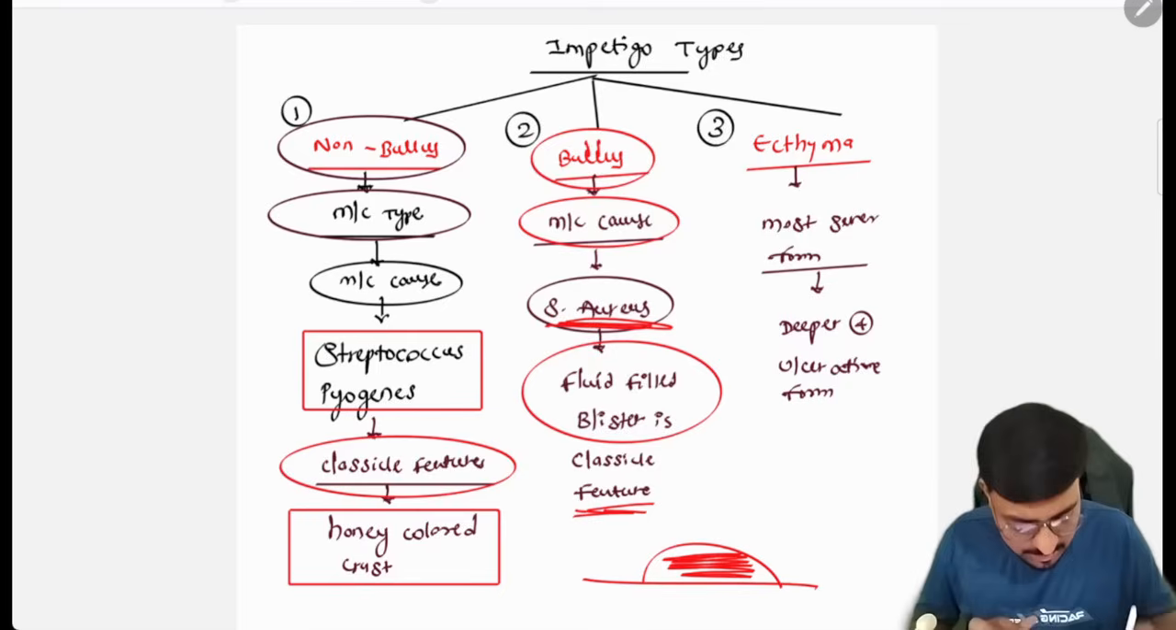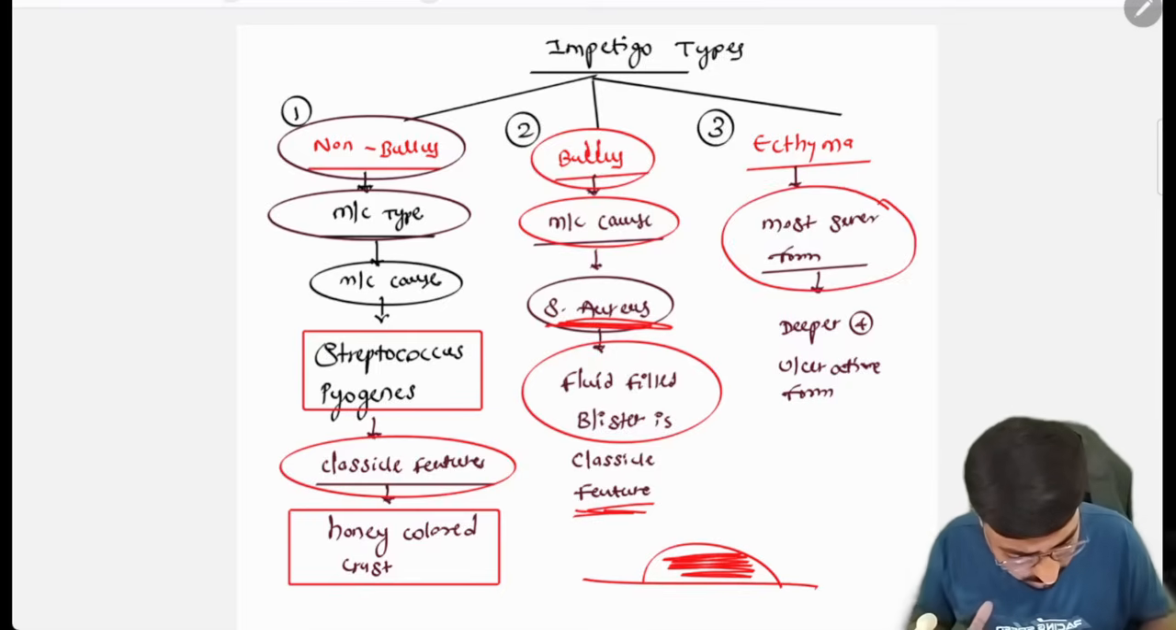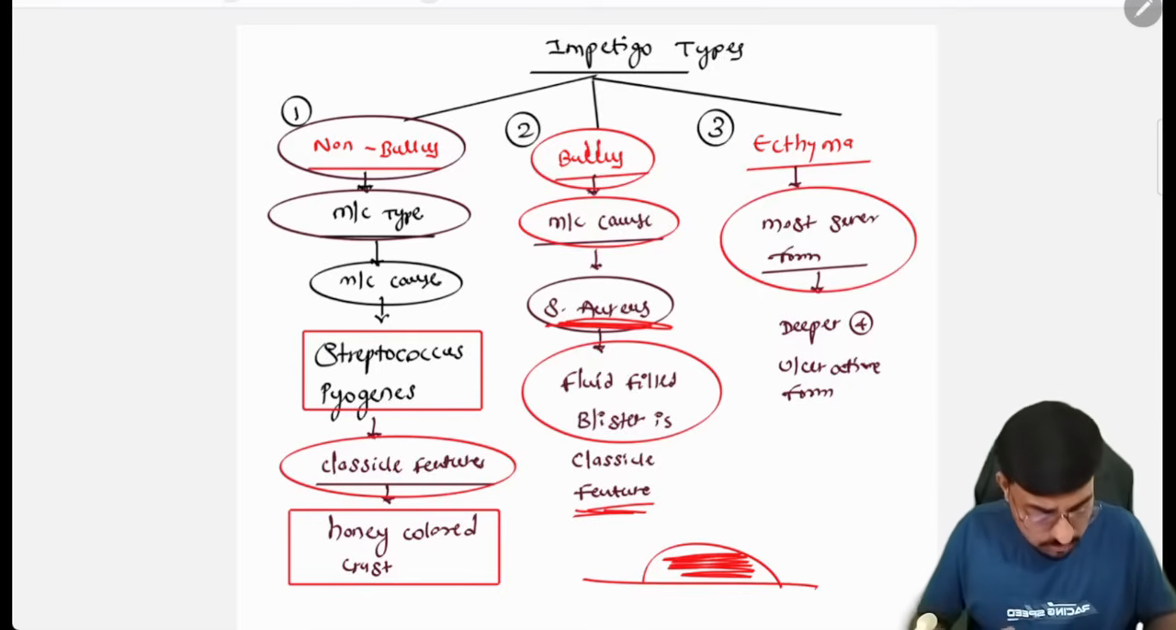The next one is ecthyma. Ecthyma is the most severe form of Impetigo, where a deeper ulcer will be formed in ecthyma.